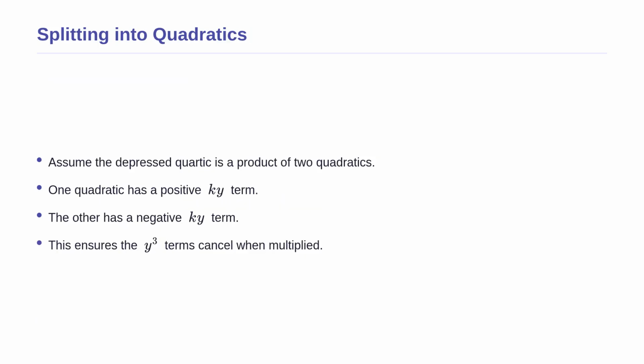With our depressed quartic in hand, we move to Descartes' brilliant assumption. He proposed that this fourth-degree polynomial can always be factored into the product of two second-degree polynomials. Notice a deliberate choice here. One quadratic will have a positive k times y term, and the other a negative k times y term. Why? Because when we multiply these brackets together, those terms will cancel out, perfectly matching our depressed quartic, which has no y cube term. Our goal now is to find these unknown numbers.